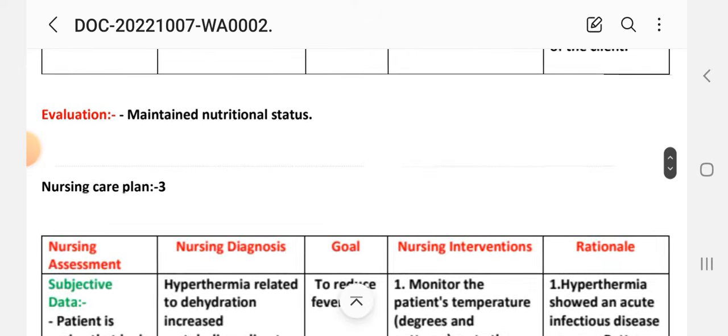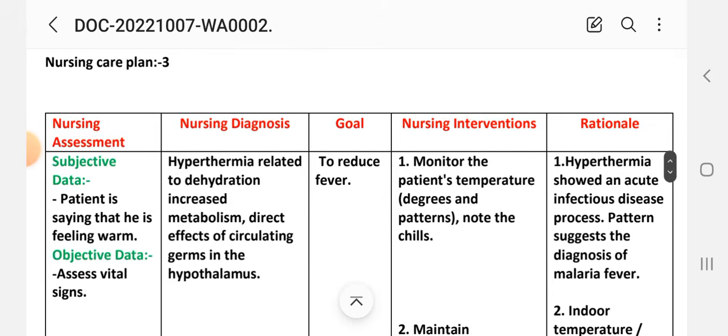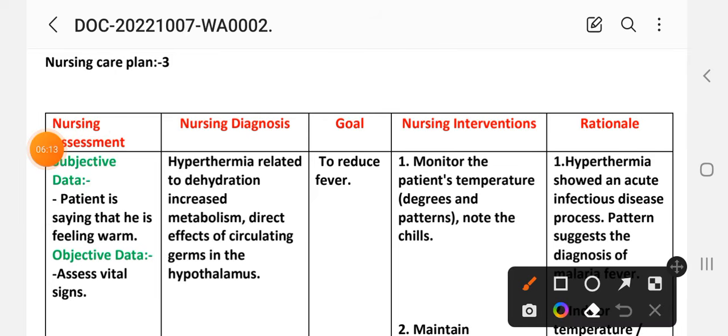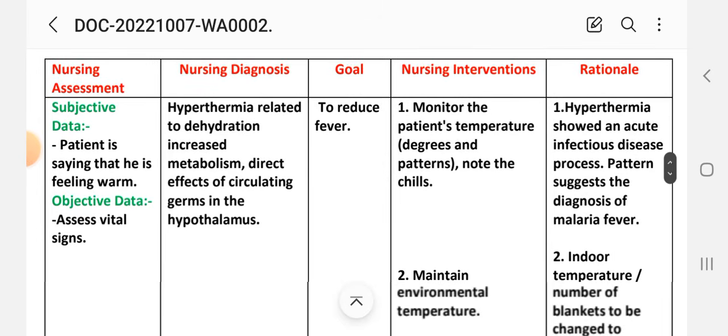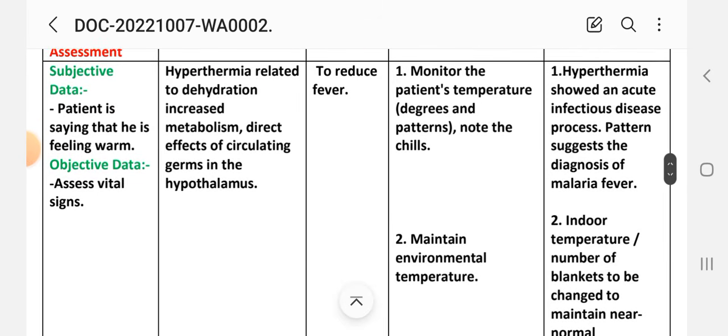Next, let's see care plan number 3. For care plan 3 also we use the same steps: nursing assessment, diagnosis, goal, intervention, rationale, and evaluation at last. First nursing assessment, subjective data: patient is saying that is not feeling well. Objective data: assess vital signs.